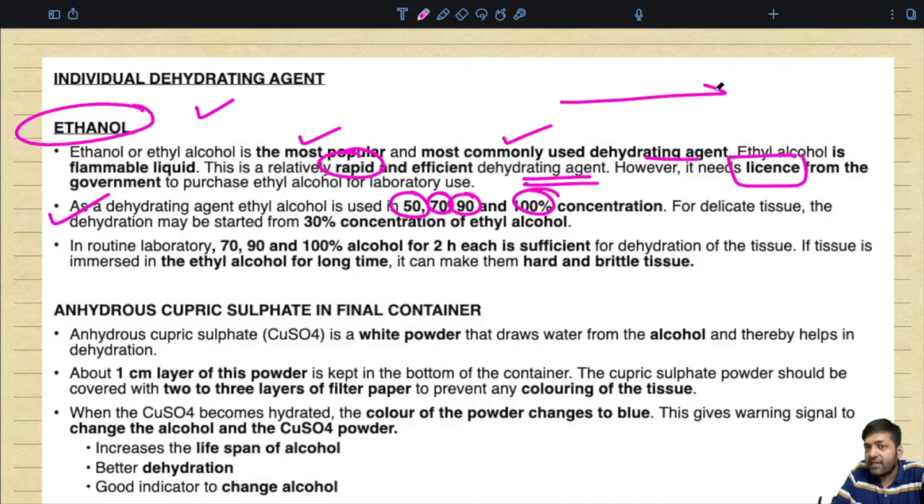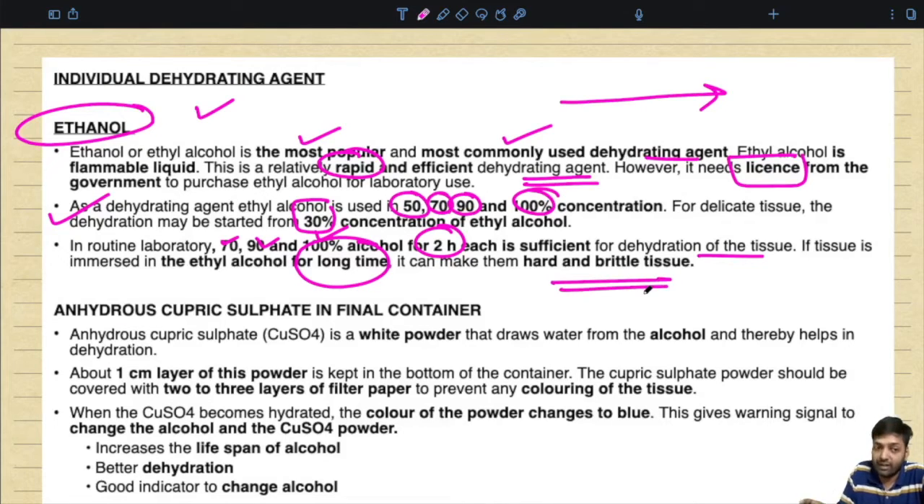So it is an increasing gradient. Why is there this gradation? We have discussed that. For delicate tissue, the dehydration may be started at an even lower concentration of 30%. In routine laboratories, 70, 90, 100% alcohol for 2 hours each is sufficient for dehydration of the tissue. If tissue is immersed in ethyl alcohol for a long time, we know that bound water will also be removed and it can make the tissue very hard, dry and brittle.